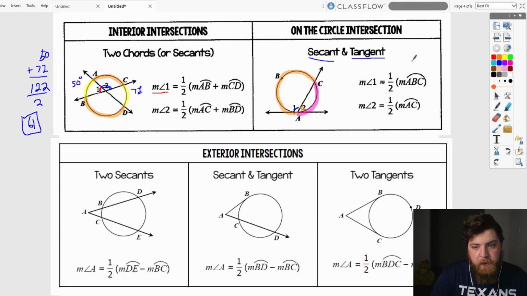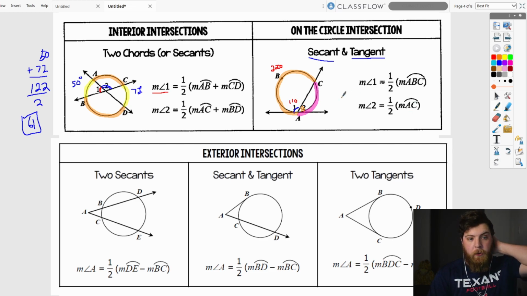So like, for example, if they said this arc was 220 degrees, angle 1 would have to be 110. Kind of like what we were just talking about with the inscribed angle. It's just another way to write it. Now, this one's if they meet on the interior, right? They cross on the interior. This is if they cross on the edge of the circle.